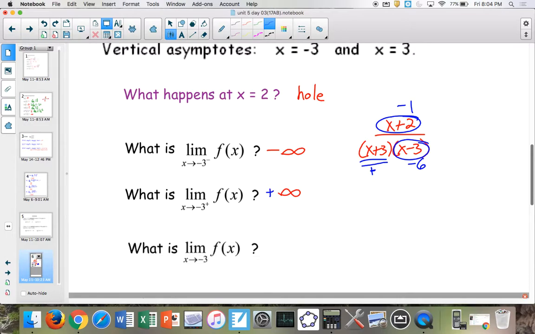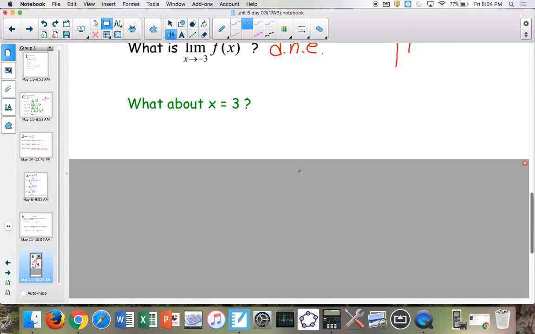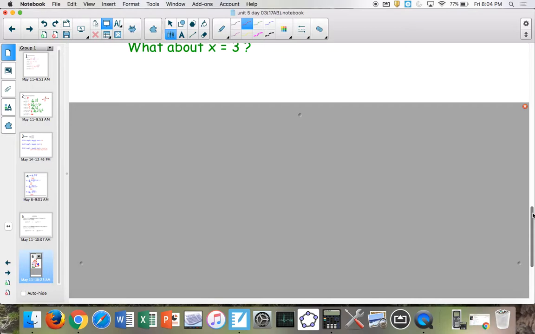So what's the limit as x approaches negative 3 for this function? It does not exist because we're approaching negative infinity from the left, positive infinity from the right, and therefore the limit does not exist. We can't be any more precise and say positive infinity or negative infinity because it's approaching from two different sides. Likewise, we could analyze what happens at x equals 3, and we'd have to look at the one-sided limits for that.